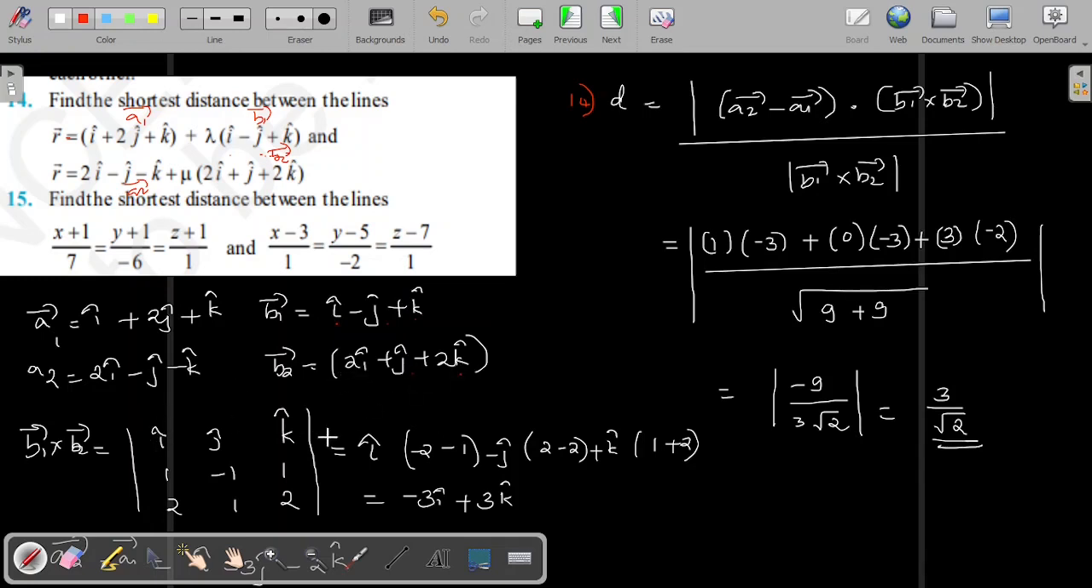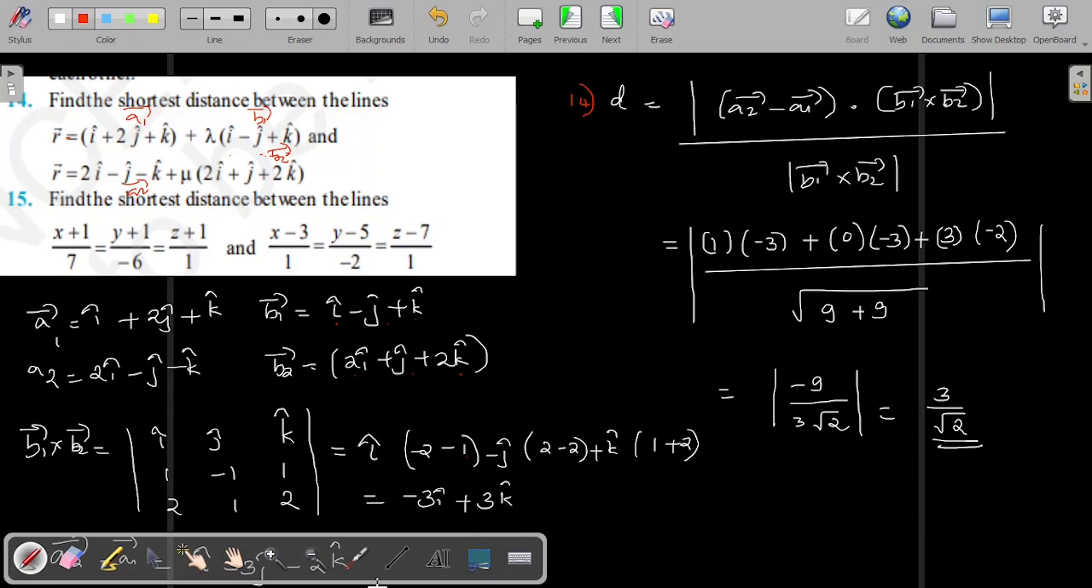So simplify this determinant: i cap into minus 2 minus 1, minus j cap into, this cancels, 2 minus 2, plus k cap into, delete first row third column, 1 plus 2. So this gives you minus 3 i cap, this is 0, plus 3k cap. This is your b1 vector cross b2 vector.